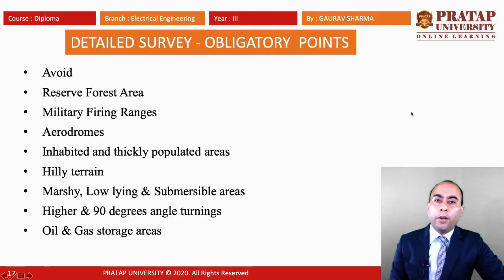Now the obligatory points are what we have to avoid. We have to avoid reserve forest area, military firing ranges, aerodromes, inhabited and thickly populated areas, and hilly terrain. We also avoid marshy, low-lying and submersible areas, because there is very little chance that our tower will be sustained on that kind of land. And we have to avoid oil and gas storage areas.